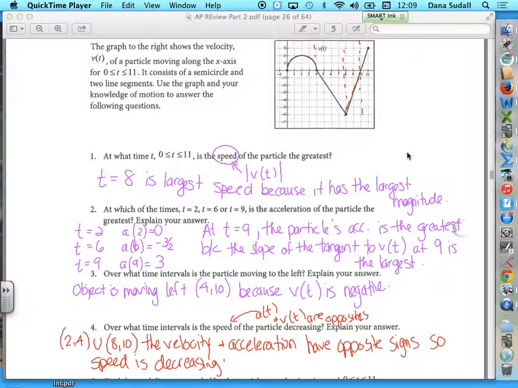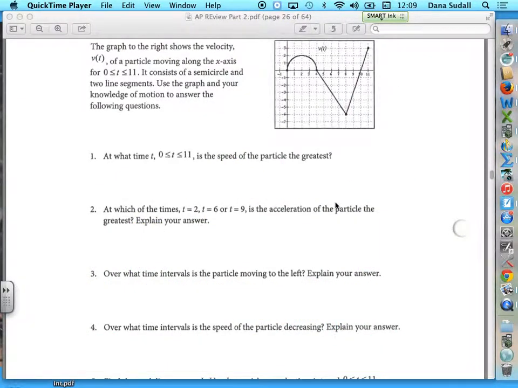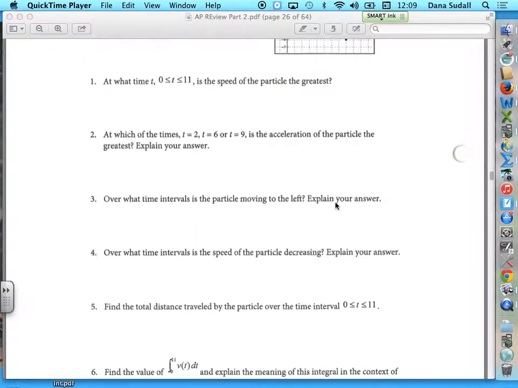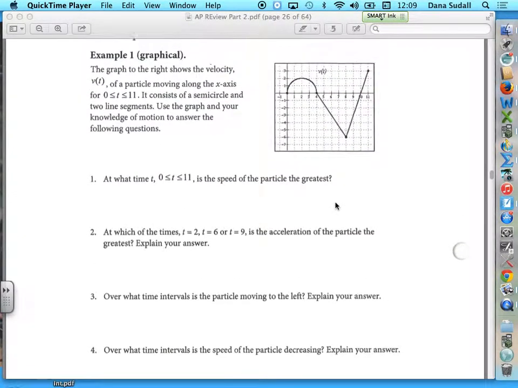And then number 5, they want to know what is the total distance over the time interval from 0 to 11. So I'm going to clear this out and let's see if we can kind of do this together here. So what's the total distance? So I'm going to put this one up here on the side a little bit.